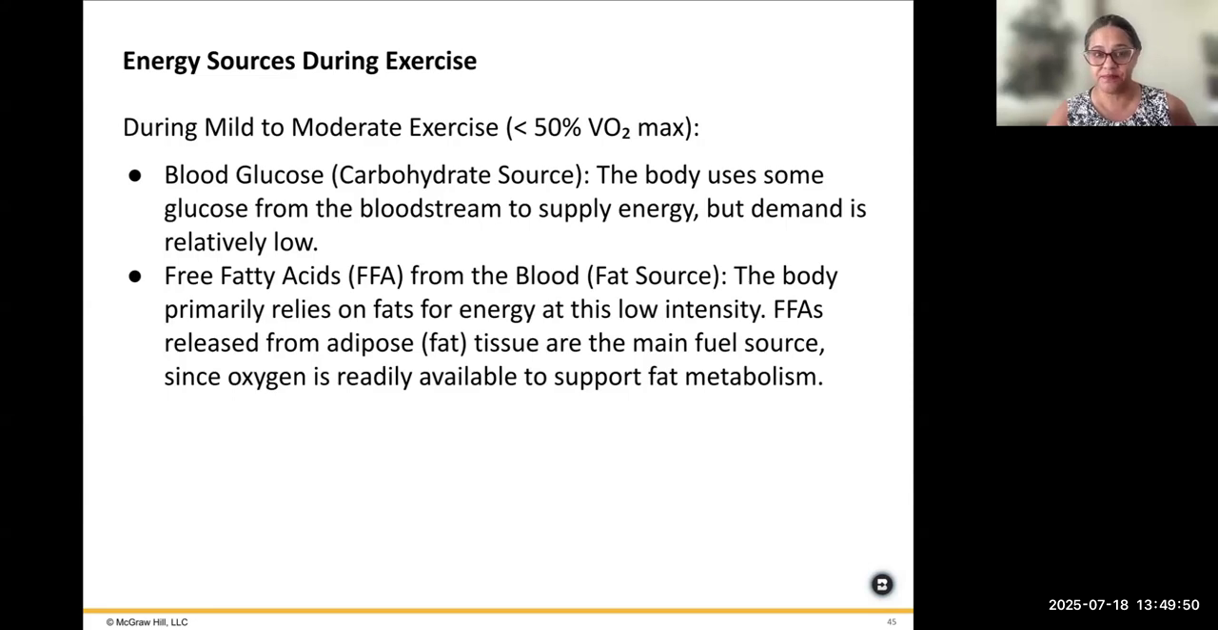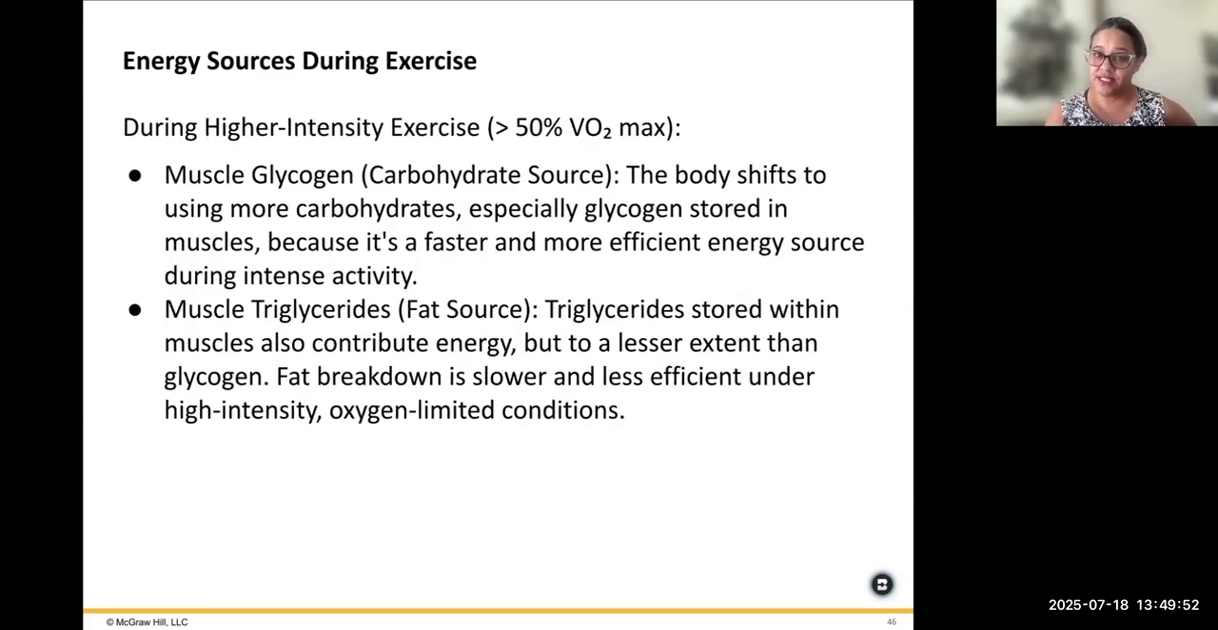During higher intensity exercise, when we are breathing a little harder and using more than 50% of our oxygen intake, our carbohydrate source is muscle glycogen. The body shifts to using more carbohydrates, especially glycogen stored in the muscles, because it is a faster and more efficient energy source during intense activity. Muscle triglycerides are our fat source. Triglycerides stored within the muscles also contribute energy, but to a lesser extent than glycogen. Fat breakdown is slower and less efficient under high intensity, oxygen limited conditions.